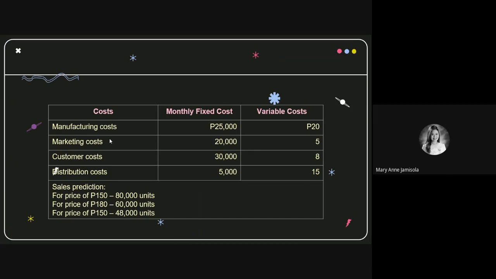You have fixed and variable, right? So for the fixed, the same, fixed: 1,200,000. How did we arrive at 1,200,000?